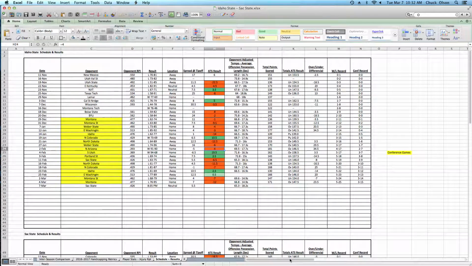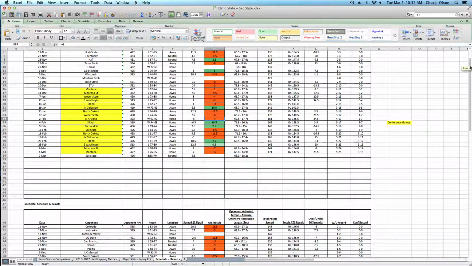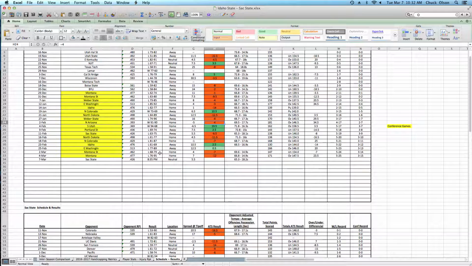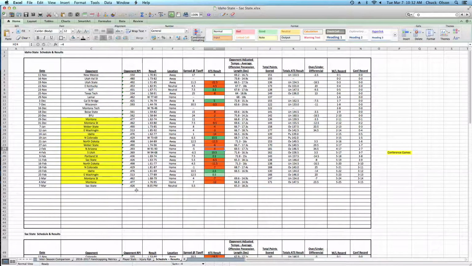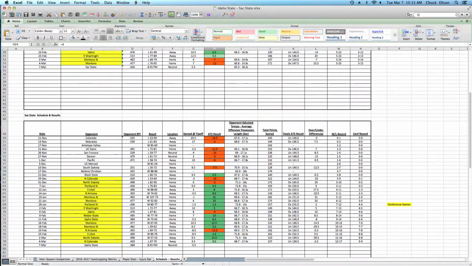Now we go to the schedule results. Trying to get through this quickly because I don't want to take too much of your time. We can look and see red and green. This is the against the spread work, and you can see Idaho State's coming in here having lost nine in a row straight up. And of those, they've gone 4 and 5 against the spread since that time. So they're on a losing streak. That's not a good sign of them coming in either.